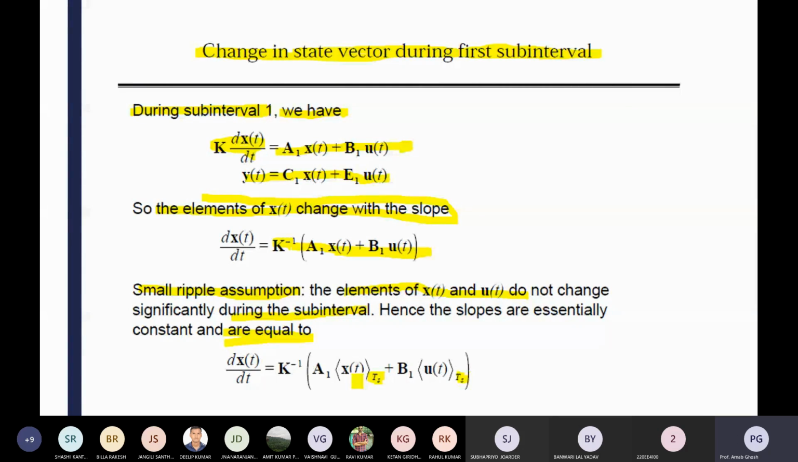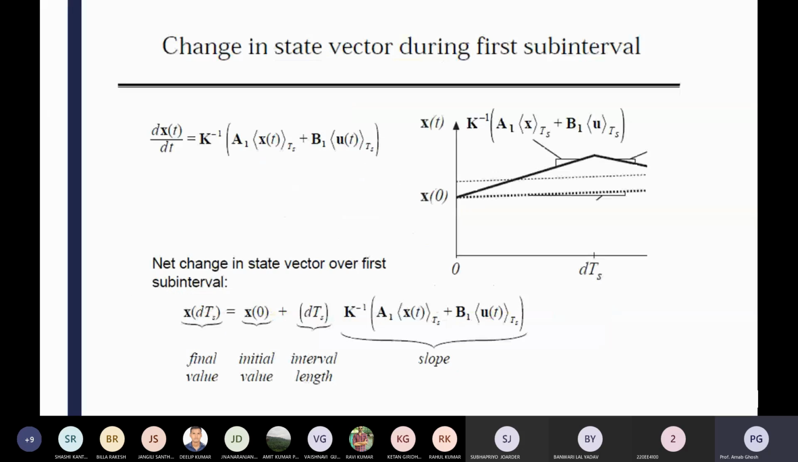If you average both of them, it comes dx(t)/dt equal to K inverse within bracket A1 x(t) average over Ts plus B1 u(t) average over Ts. Okay, that average condition you obtained from there. So if you draw the slope, then you get that it is your initial state, that x(t), the state vector during the first interval. Okay, change of the state vector during the first interval, so it's your average vector.